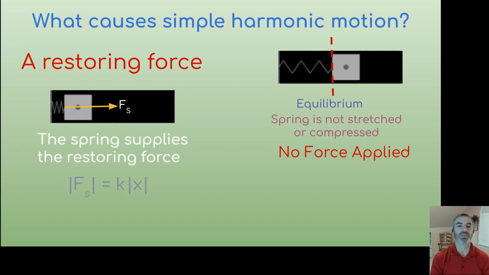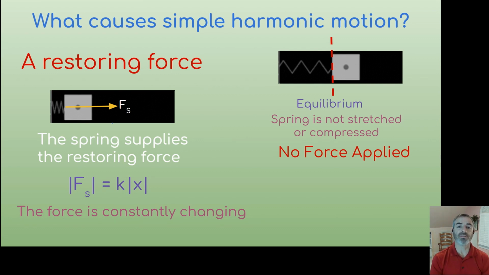The spring supplies the restoring force in this case, and we know that Hooke's law governs that for springs. The spring force is equal to k times x. But in this case, x is constantly changing, which means, with the spring constant being a constant, the force is also constantly changing, which is important to note for what we're going to look at in the next several slides.